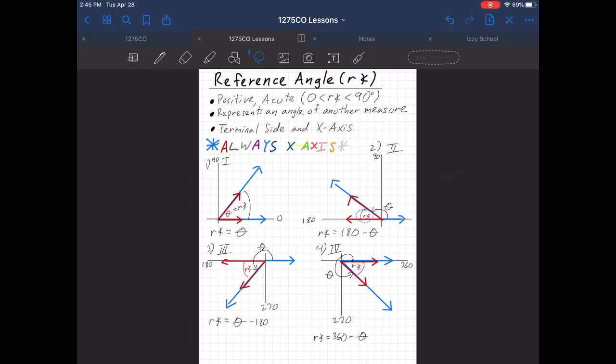A reference angle in the second quadrant will be obtained by taking 180 minus the measure of the angle itself.